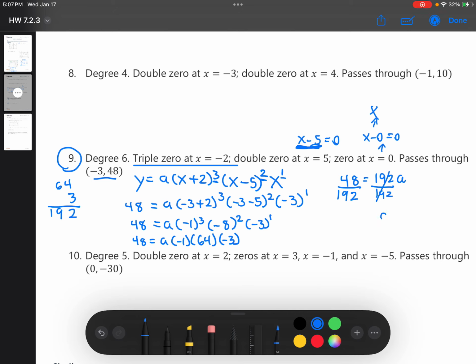All right, so a would be equal to, let's see, it would at least be 16 over 64, which is also equal to 1 over 4. All right, so my final answer would be y is equal to 1/4 times (x plus 2) cubed times (x minus 5) squared times x, and that would be my answer.